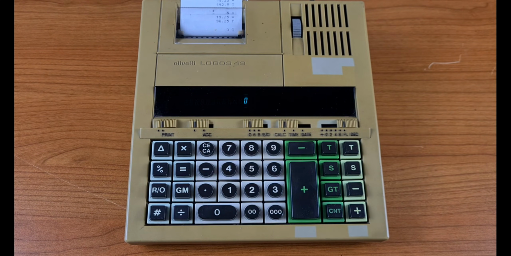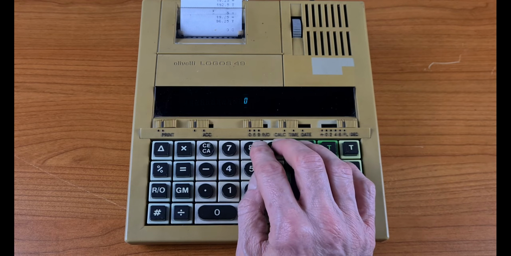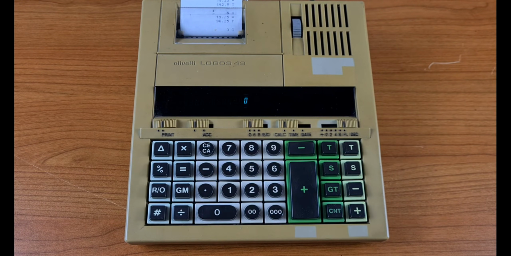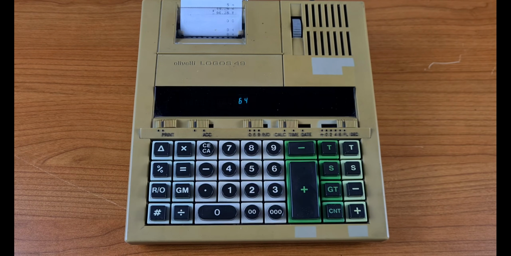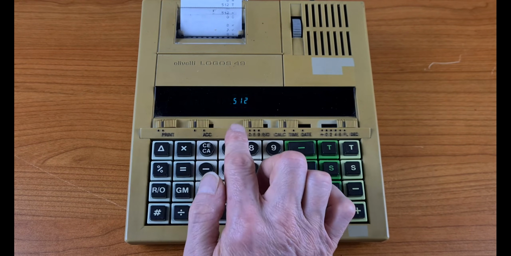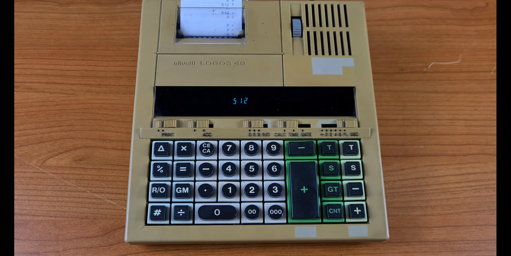You can also raise a number to the second or third power. You have to do like this. 8, times, 64 is the second power. If you press X again, it is the third power, etc. You see, you don't need to press the equal button.